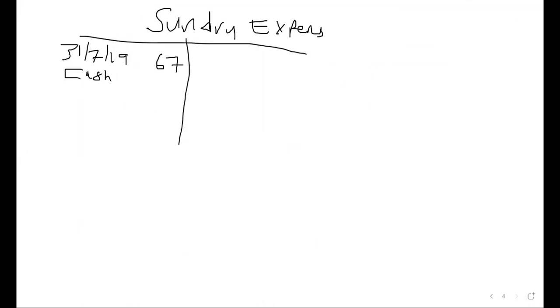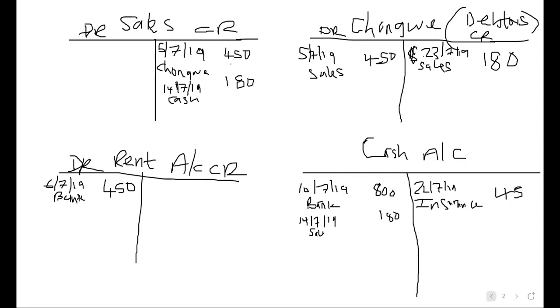Then we go back to the cash account. So we paid, this was now on 31st, 7/19. So this was on sundry expense. So we have how much? 67.